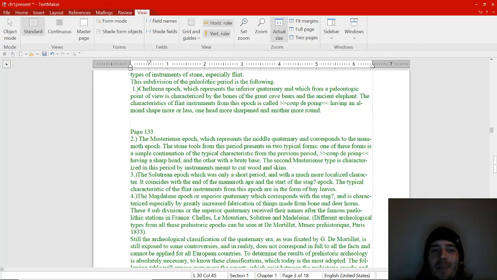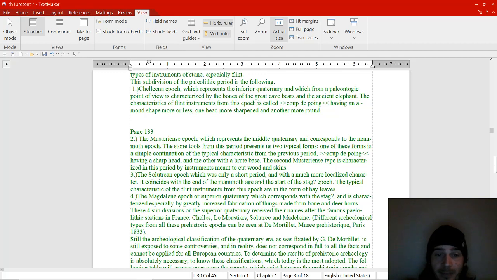The Solutrean epoch was only a short period and with a much more localized character. It coincides with the end of the Mammoth Age and the start of what I think is the Stag epoch. Please correct me if I'm wrong. The typical characteristic of the flint instruments from this epoch are in the form of bay leaves.